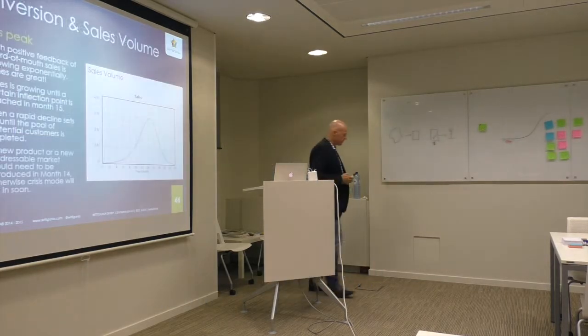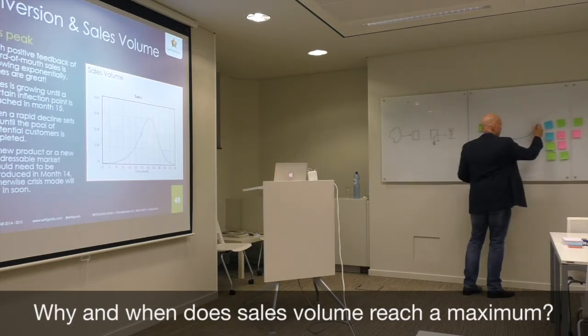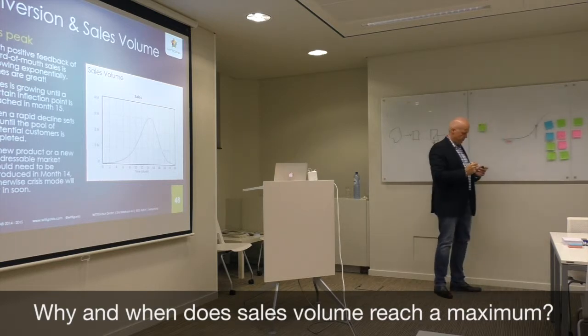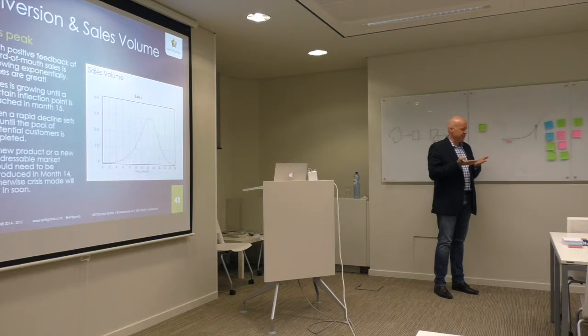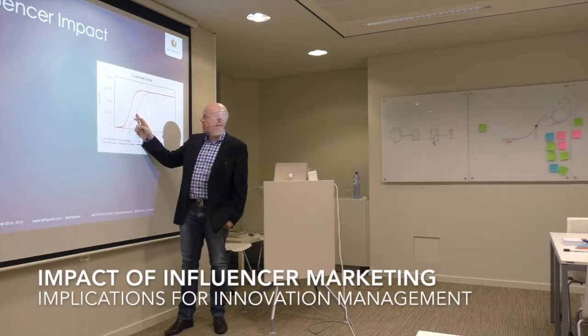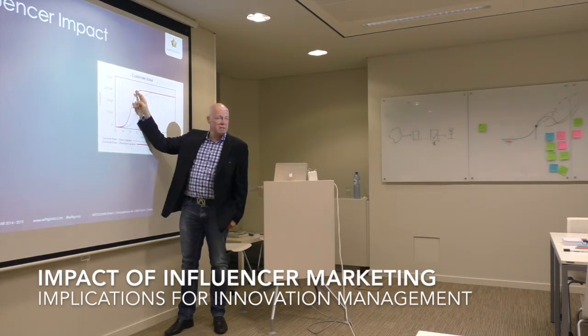Probably the most interesting point on this curve is this point here. That's the inflection point. That's pretty much when your sales volume is reaching a high. You have to understand that point. When is it going to occur? And after 1 year, instead of having about 8 million, we suddenly have 20 million customers. That makes a big difference, right?